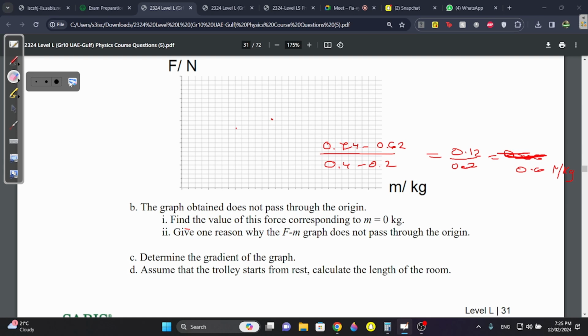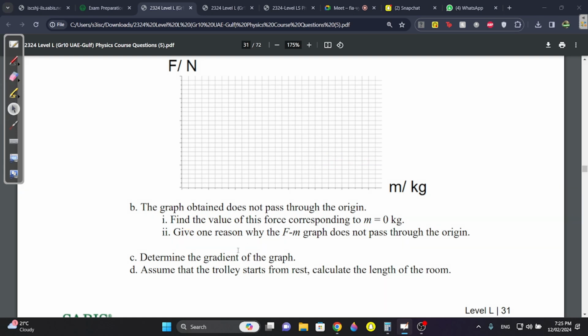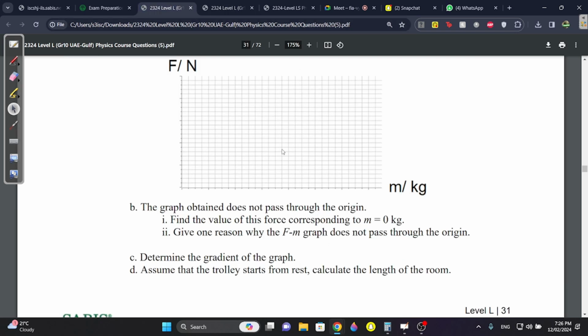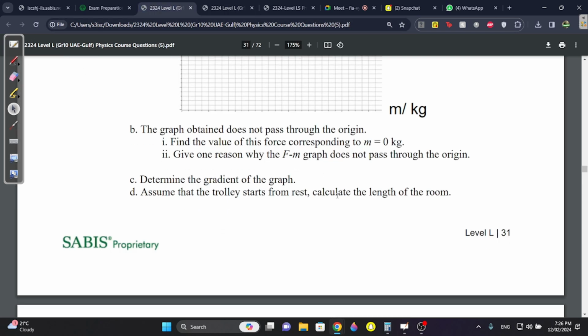What else? Assume that the trolley starts from rest. Calculate the length of the room. How do you do this? Ah, they're doing half a t squared. Honestly, this is a good question. I think this will come, to be honest. These questions could come. If not now, it will probably come in the final.